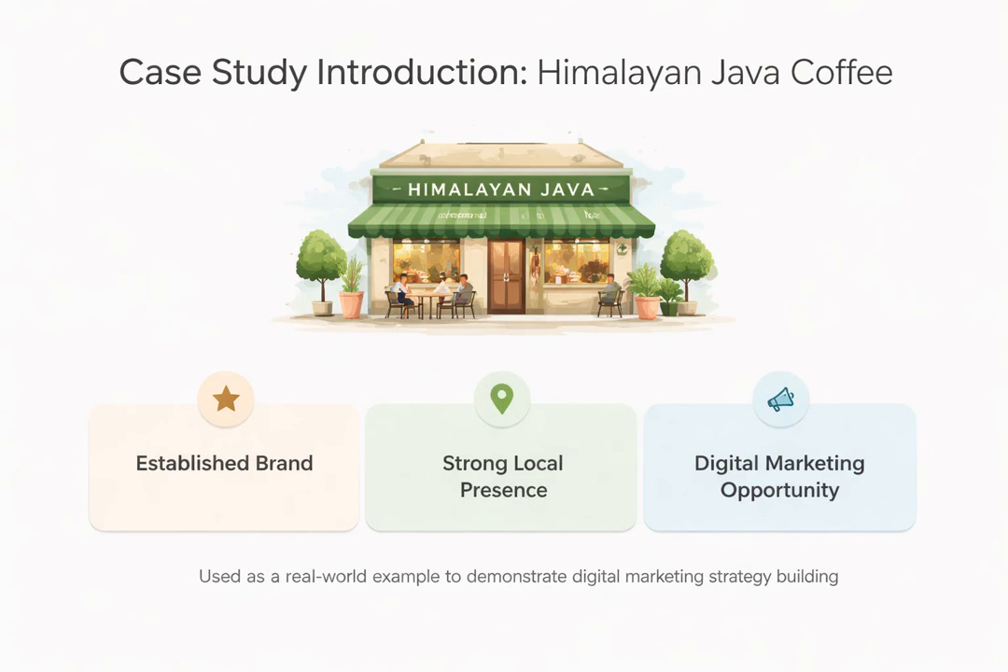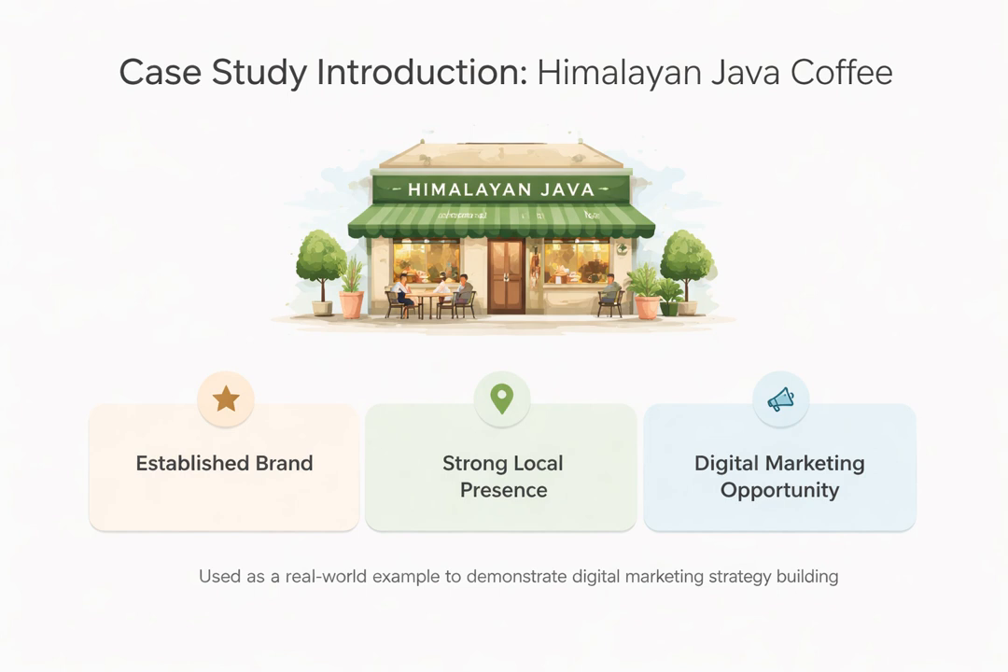To make the strategy building process concrete, the instructor introduces a real-world example, Himalayan Java Coffee, a well-known and established coffee chain that is very popular in the Kathmandu Valley. The reason for choosing an established brand is intentional. When you work with a brand that people already recognize, you can see clearly how digital marketing layers on top of an existing business model.